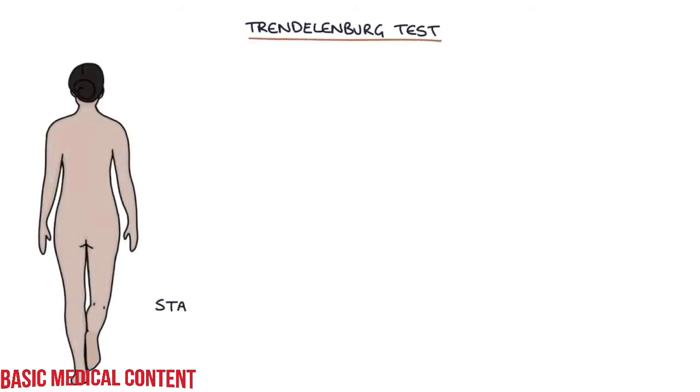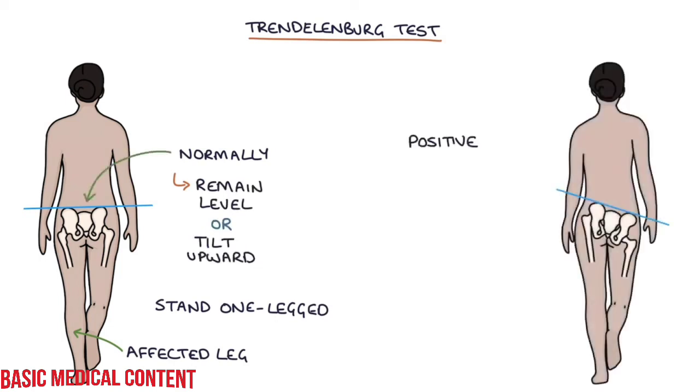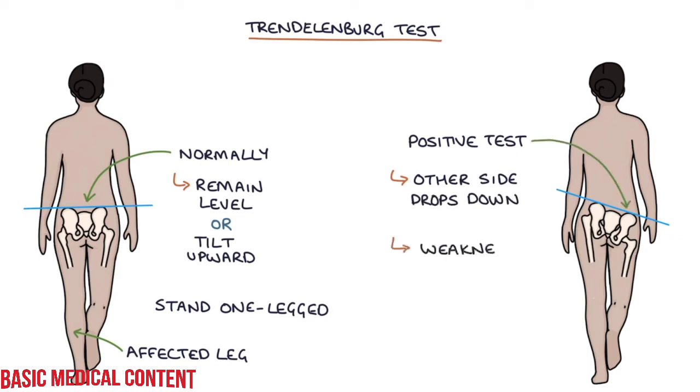Let's talk in more detail about the Trendelenburg test, and this involves asking the patient to stand one-legged on the affected leg. Normally, the other side of the pelvis should remain level or tilt upward slightly. A positive Trendelenburg test is when the other side of the pelvis to the leg that the person is standing on drops down, and this suggests weakness in the affected hip.